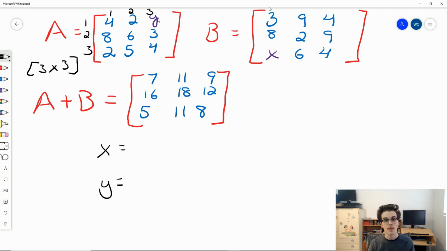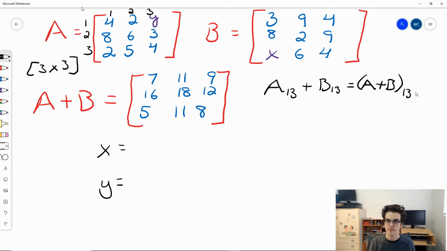If they give you something like this, we need to solve it the same way as before. We need to treat each of these as their own system of equations. So we can treat this row 1, column 3, y. You might see this written as a, row 1, column 3, plus b, row 1, column 3, equals a plus b, row 1, column 3. So this is essentially what we're doing here. When we say y plus 4 equals 9, I'm just looking at the top right corner of each of these matrices. You can subtract 4 from both sides, and I get y equals 5.